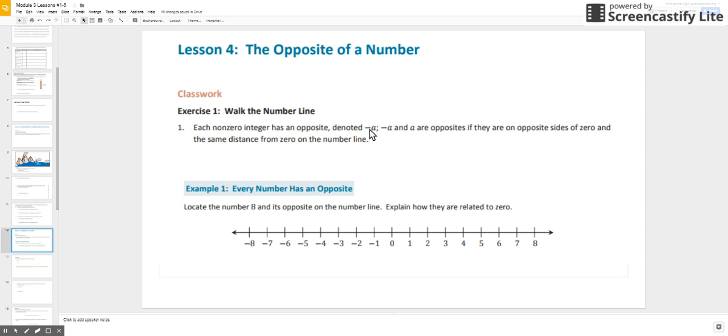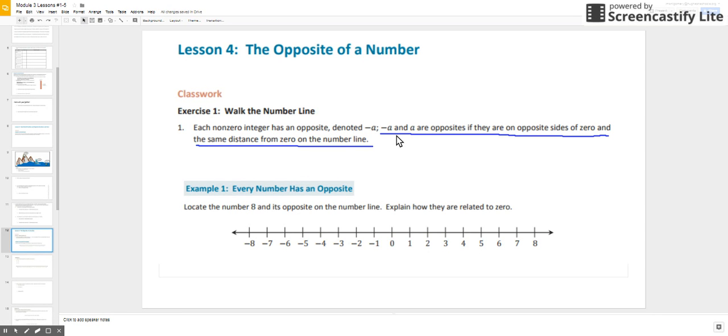This little sign here doesn't mean subtraction all the time. It also means negative or the opposite, just like subtraction is the opposite of addition. So negative a and a are opposites of each other if they are on opposite sides of 0 and the same distance from 0 on the number line. That's the key part of what we're going to be talking about.